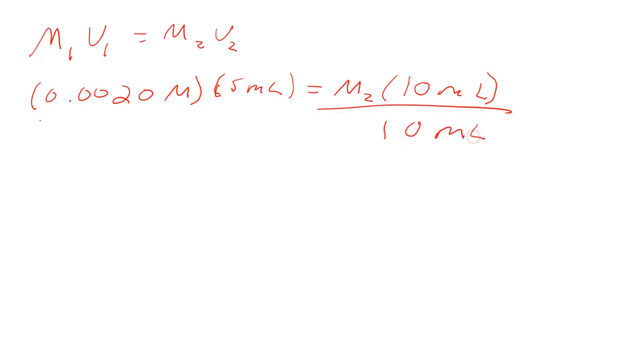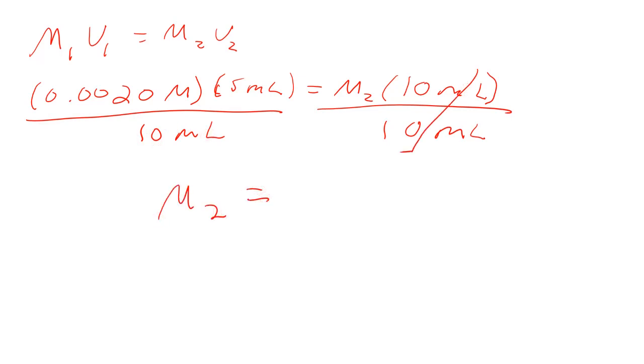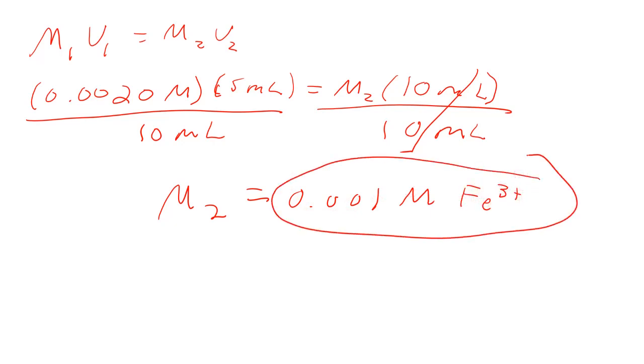So, if we divide both sides by 10 milliliters, you can put this into your calculator. We're going to take 0.0020 times 5, divide that by 10, and we get 0.001 molar for the iron. This is going to be the concentration for the Fe3+ for all of your solutions.